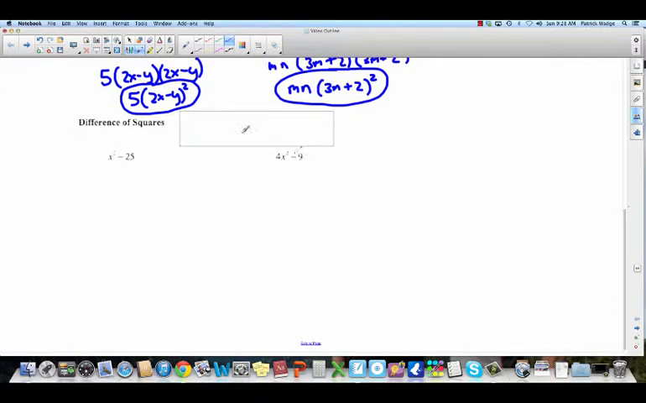This is the last type of factoring. It's called difference of squares. So to teach you this, let's take a look here. The question is x squared minus 25. It's only a binomial. We could turn this into a simple trinomial though.